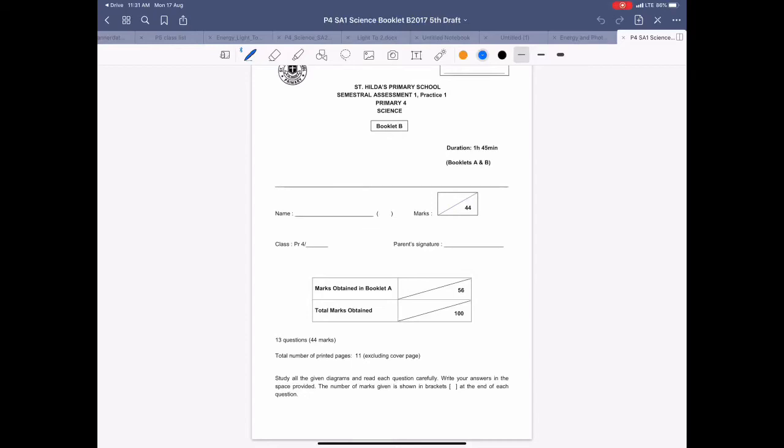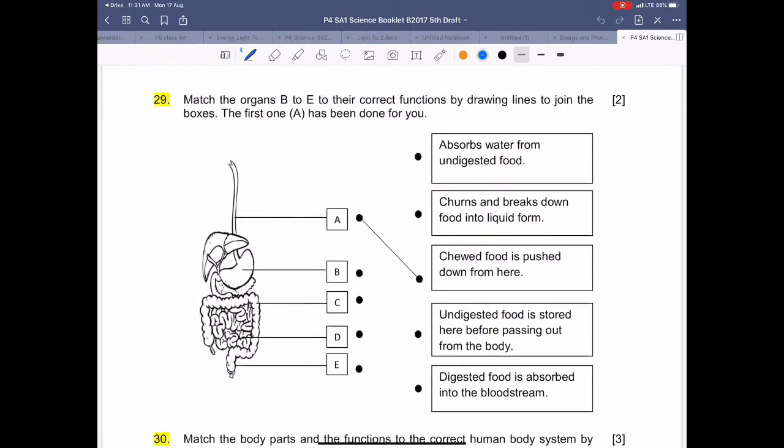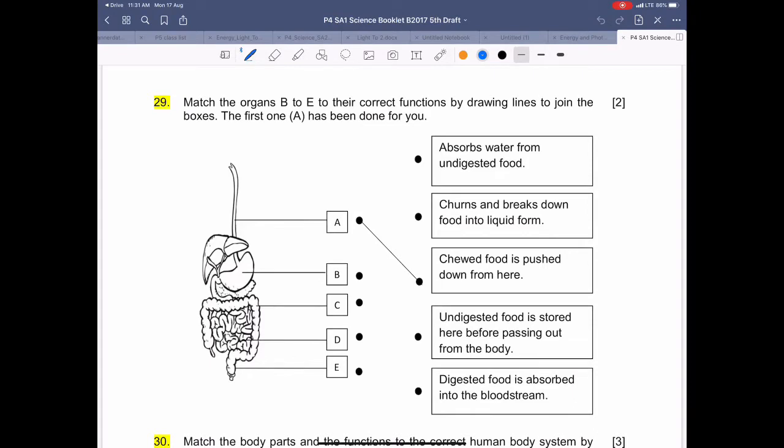Okay, so we're looking at booklet B today. Alright, let's start. For the first question, match organ B to E to their correct functions by drawing lines.